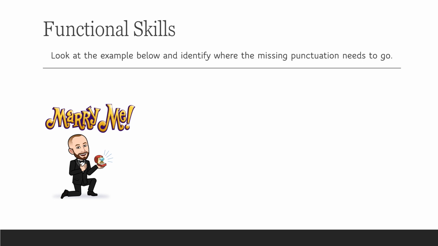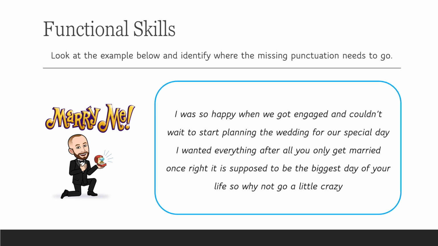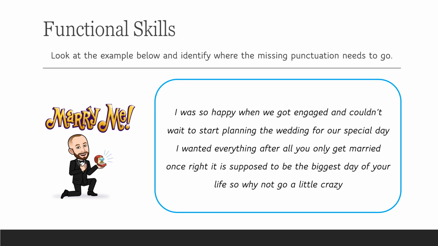Look at the example below and identify where the missing punctuation needs to go. So those 3 main forms of punctuation that we just went through are all going to be missing from this passage. We need to think which ones need to go there to actually help it to make sense.